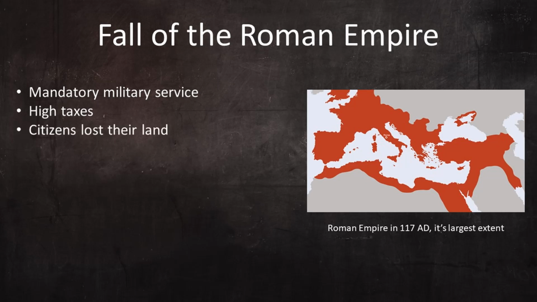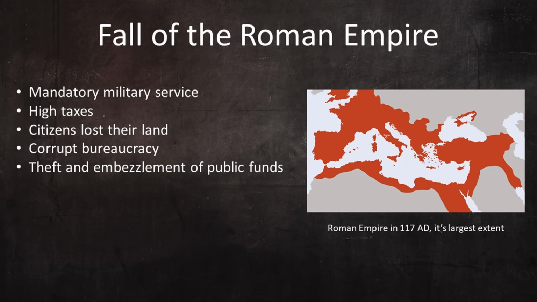As a consequence, many Roman citizens were compelled to sell or simply turn over their land to a small group of wealthy families. These elite families often used slaves from conquered territories to farm the land, rather than providing employment to their fellow citizens. A culture of corruption took root within the Roman bureaucracy, one of the consequences being the theft and embezzlement of public funds.